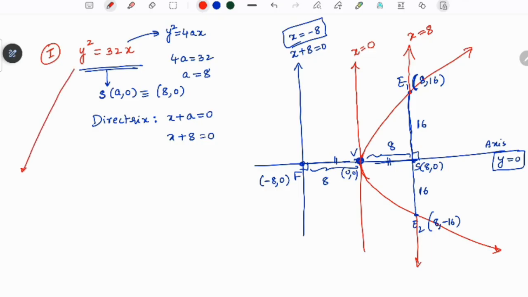See, what is the quantity you are squaring? Whatever you are squaring, you equate to 0, you get the axis of the parabola. Very simple. What expression you are squaring, equate to 0. That is the axis of the parabola. What is that you are not squaring? The right side. On the right side, we are not squaring. Whether you consider 32x or just x, equate to 0. That will give you the tangent at the vertex.